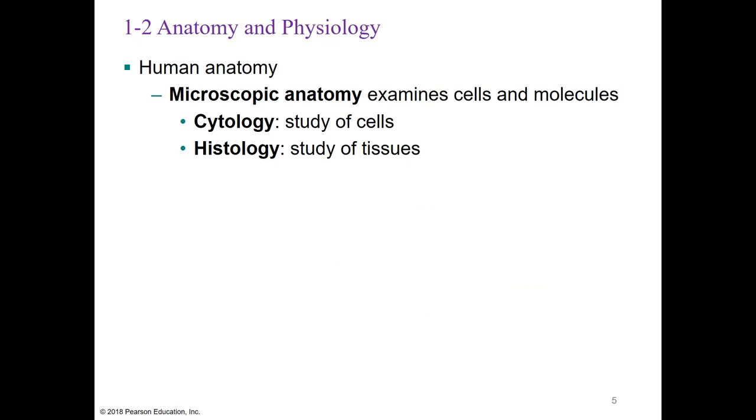Microscopic anatomy is when we do have to use magnification to study the anatomy. So this would be things like cells and molecules. Cytology is the study of cells, and histology is the study of tissues. We will review this a little more later, but tissues are collections of cells that are working together to perform very specific functions. So histology would be the study of those tissues.